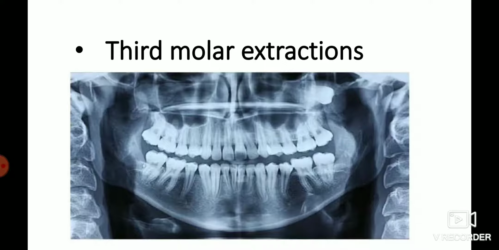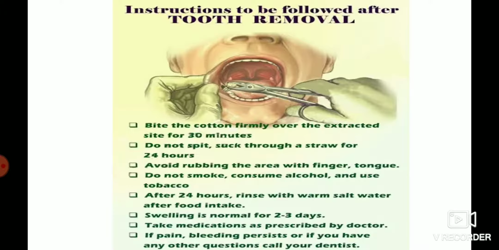Third molar extraction. Some of the upper third molars will be erupted most occlusally, so it will have only one root. It can be easily extracted with the help of an elevator rather than forceps.